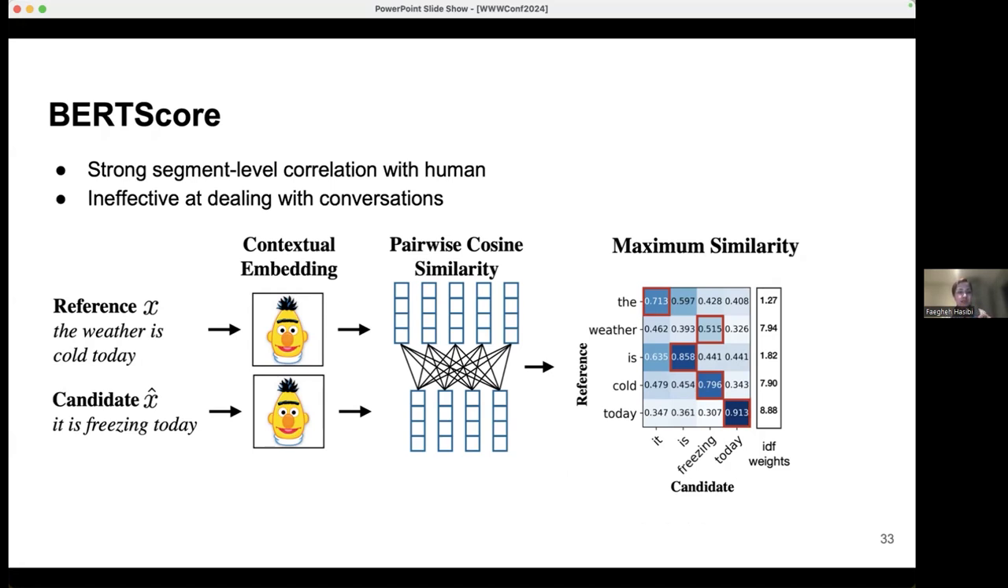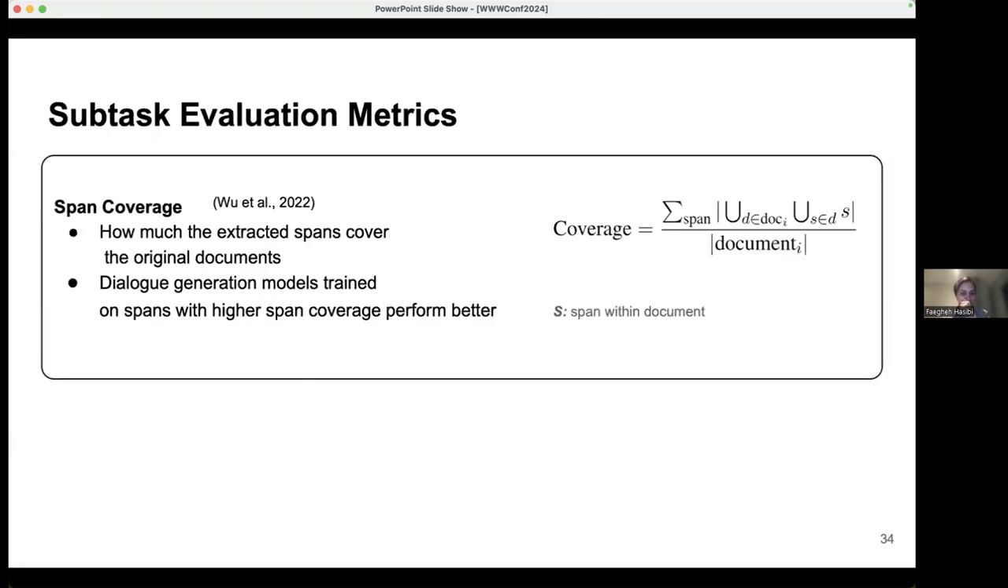Compared to lexical matching metrics like BLEU and ROUGE, BERTScore shows higher correlation with humans on the segment level, which means when we have two utterances that we want to compare. It is not effective for system-level comparison, which means that obviously it is not effective for dealing with conversation because of the one-to-many nature of conversations. BERTScore is very often seen in the literature.